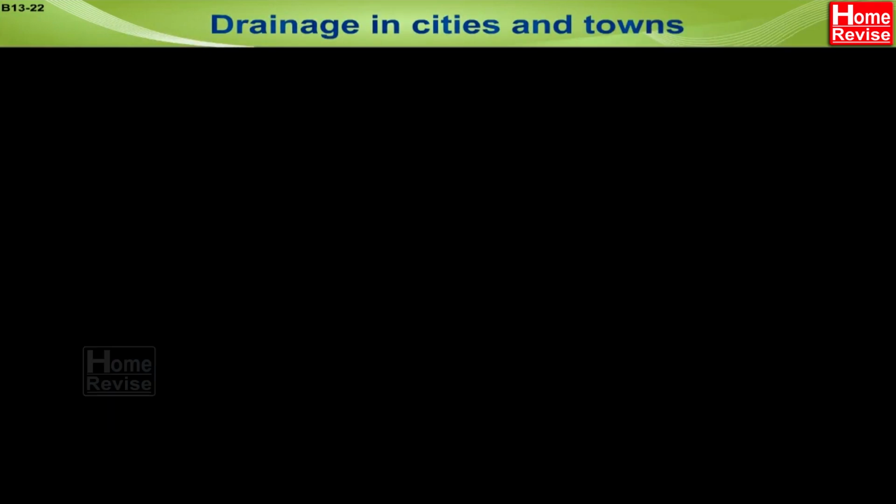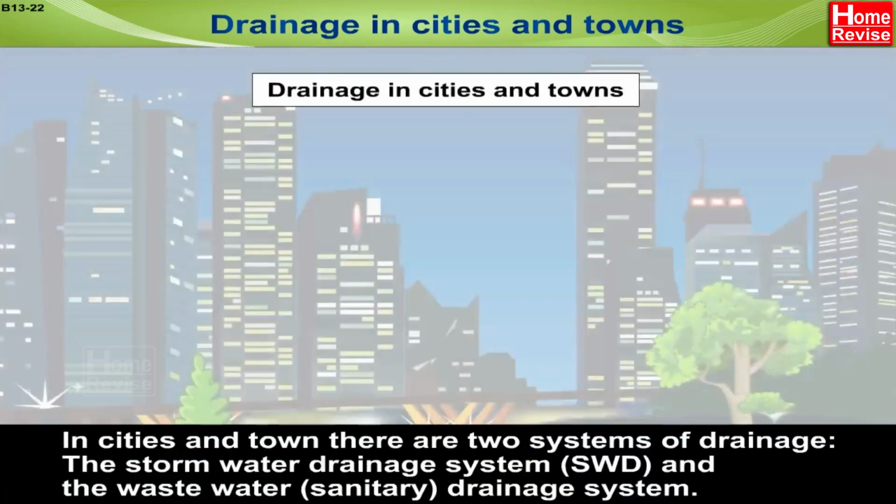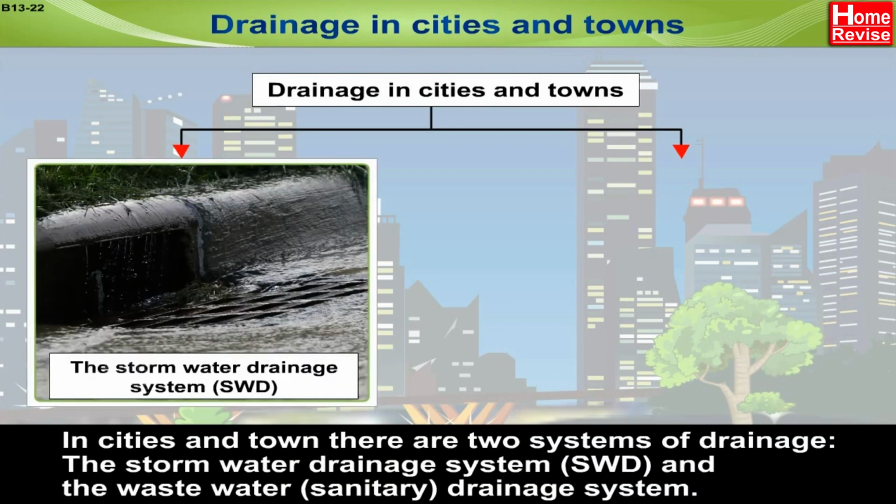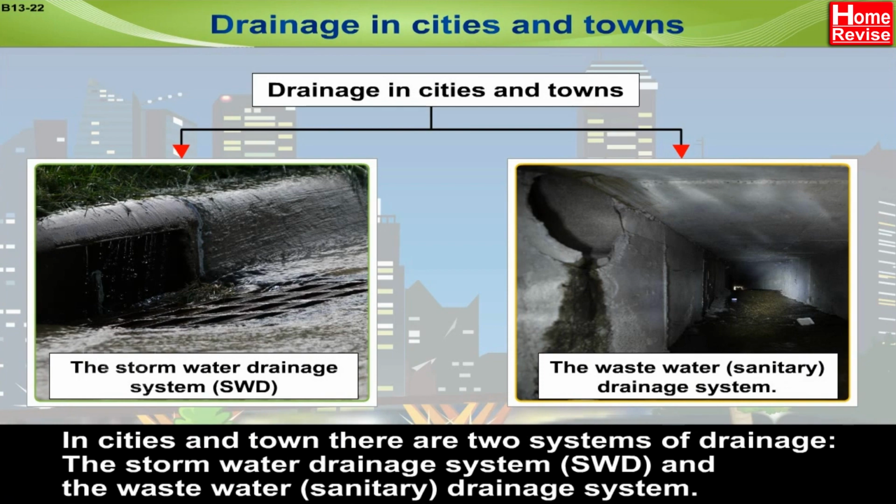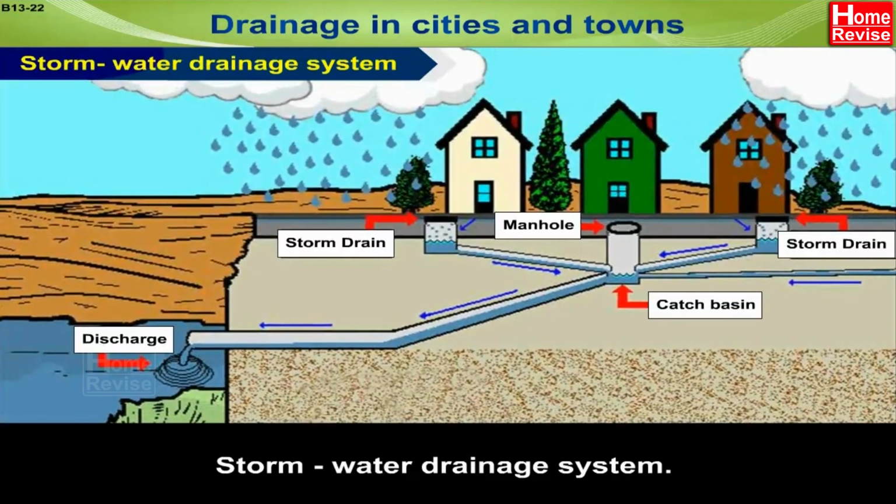Drainage in cities and towns. In cities and towns, there are two systems of drainage. The stormwater drainage system, which is SWD, and the wastewater, that is sanitary drainage system. First, let us learn about stormwater drainage system.